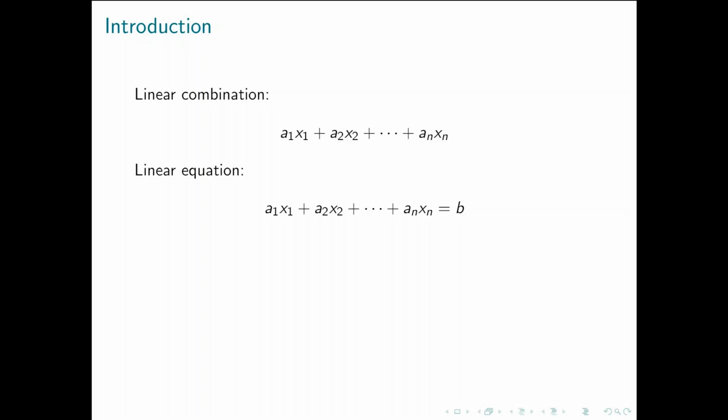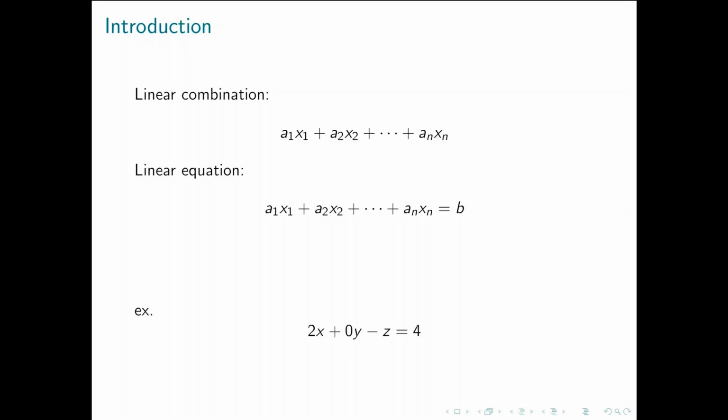Then a linear combination of those unknowns is where I take each one of them, multiply them by a respective coefficient a1, a2, all the way to an, and then take the sum of all of those terms. A linear equation is where I take a linear combination of variables and set it equal to a constant, which is b in this case.